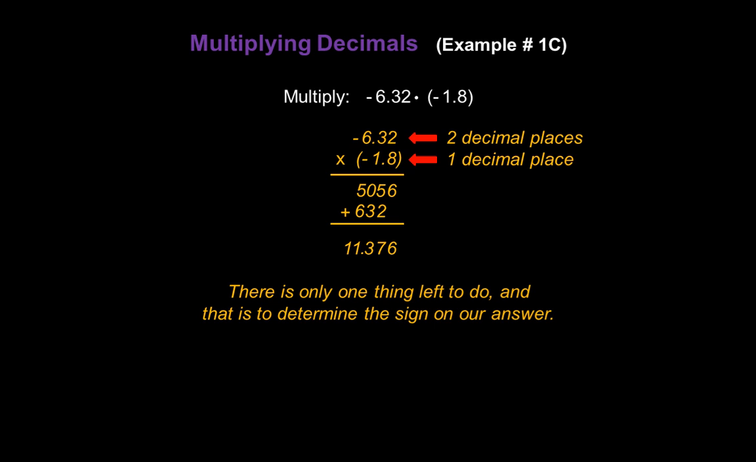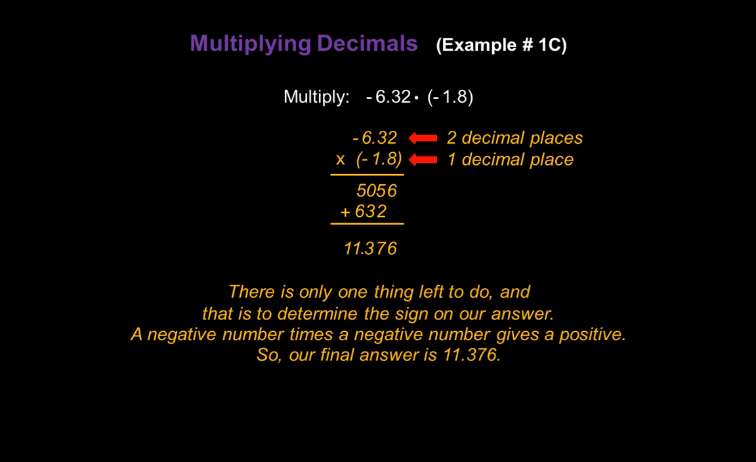There's only one thing left to do, and that's to determine the sign on our answer. And a negative number times a negative number we know gives us a positive number. So our final answer is 11.376.